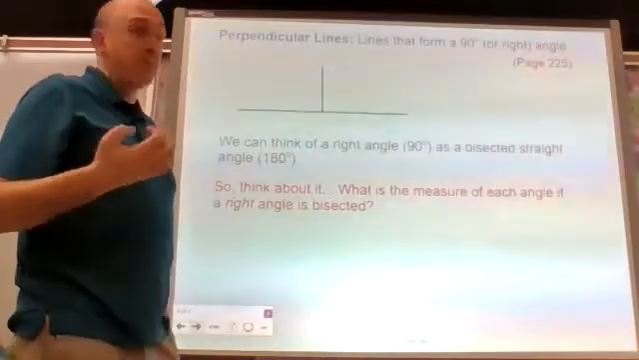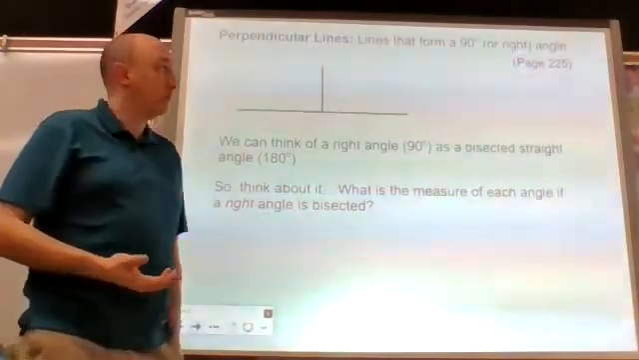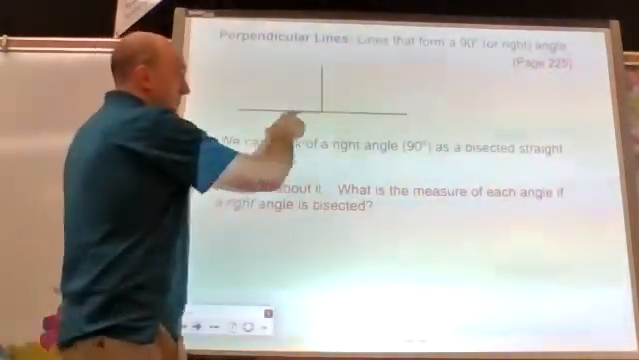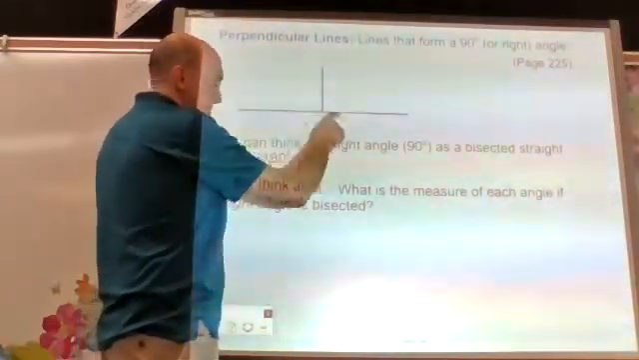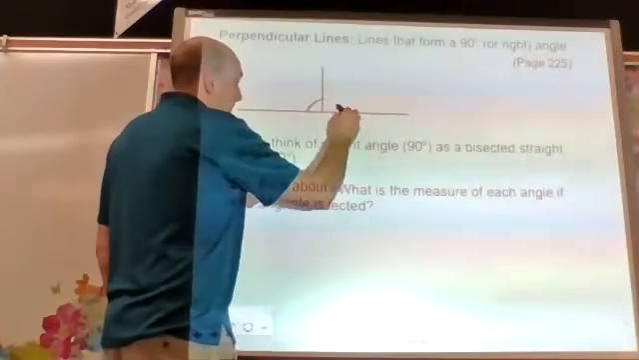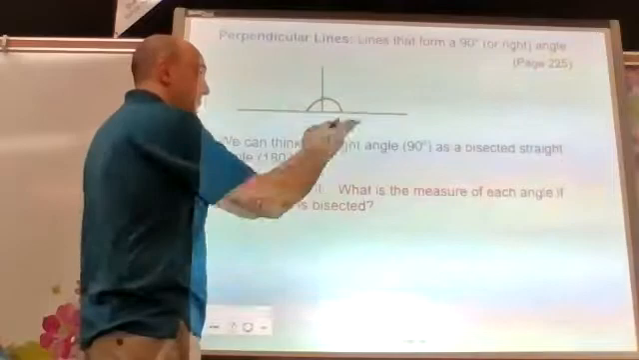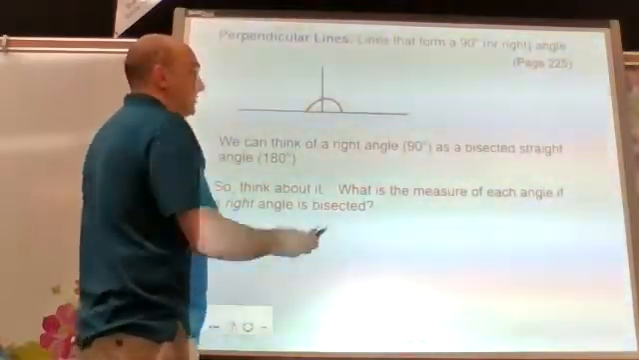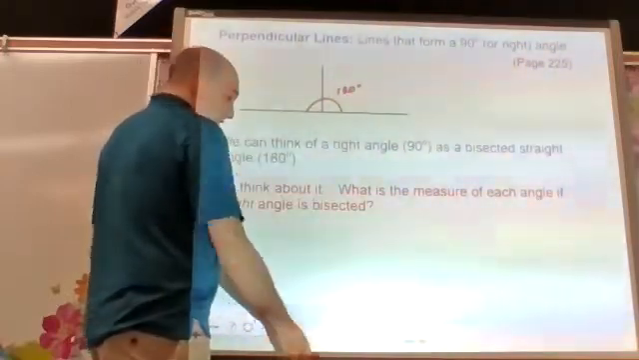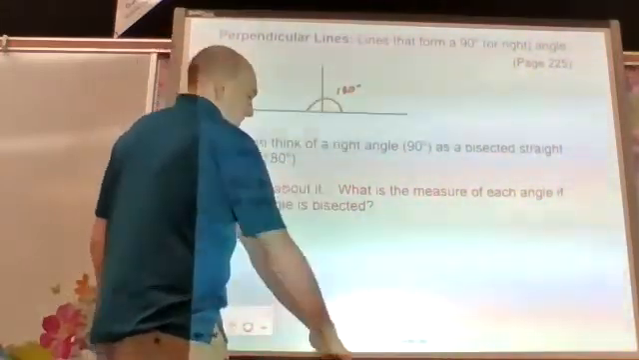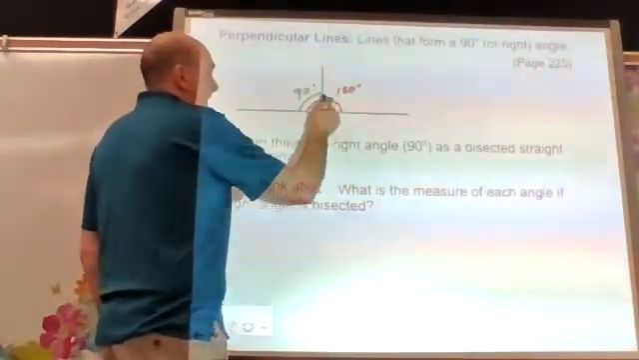Next topic today is perpendicular lines. These are lines that form a 90-degree angle, what we also call a right angle. So these two lines are perpendicular. Or we can also think of this as a straight angle, and that's bisecting the straight angle. It's cutting that straight angle in half, right? Because this straight angle is 180 degrees. If you cut that angle in half, you get 90 degrees and 90 degrees.